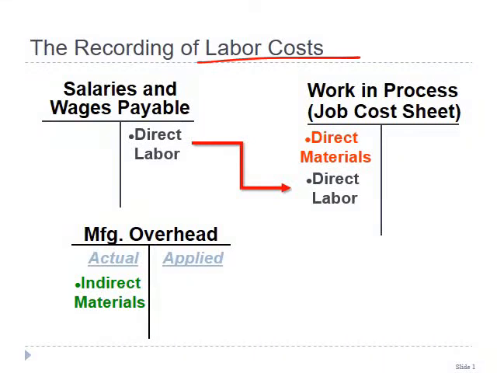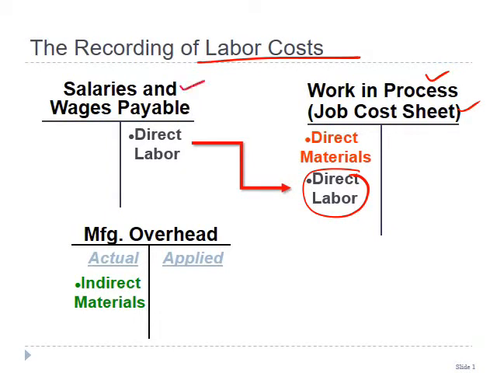Recording of labor cost. So we're gonna learn it in two parts. That is, the direct labor is debited to work in progress, right? Because we applied direct labor, and that would increase our work in progress, the job cost sheet.